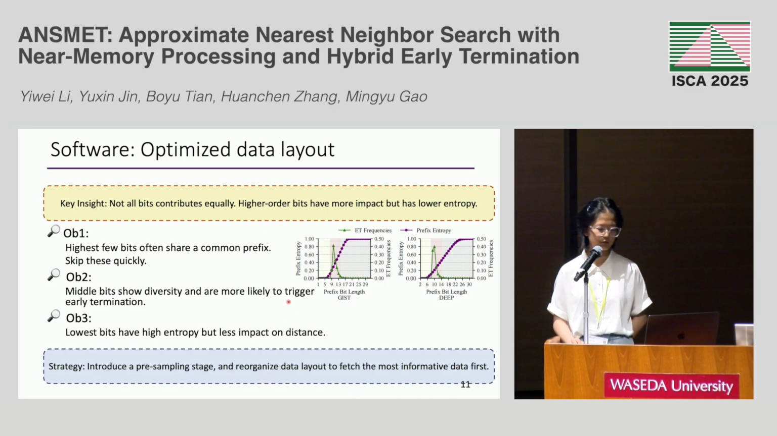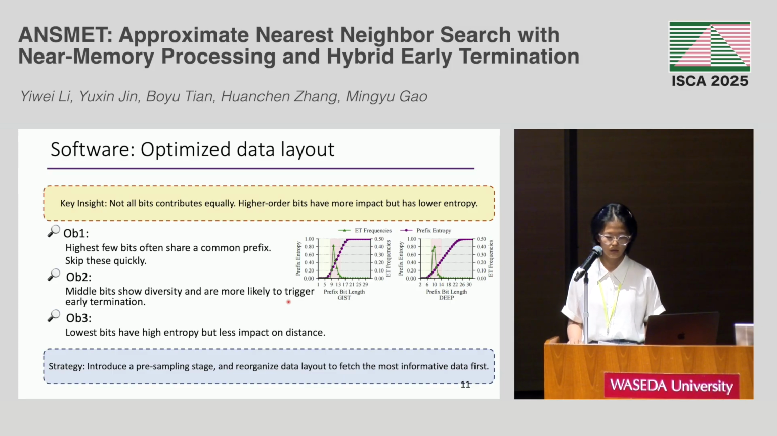Now we have understood how early termination works. Remember that which bit position we take out first may impact the lower bound and further impact the number of fetches before we early terminate a vector. The key insight here is that not all of the bits contribute equally. Higher order bits have more impact but lower entropy. So we fetch the bits from the highest to the lowest to observe the patterns inside.